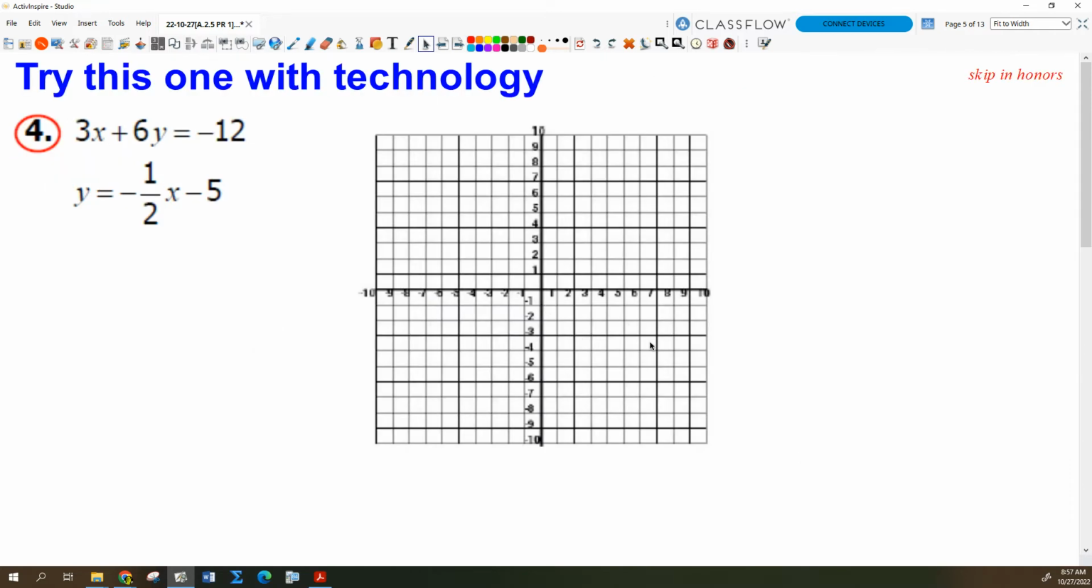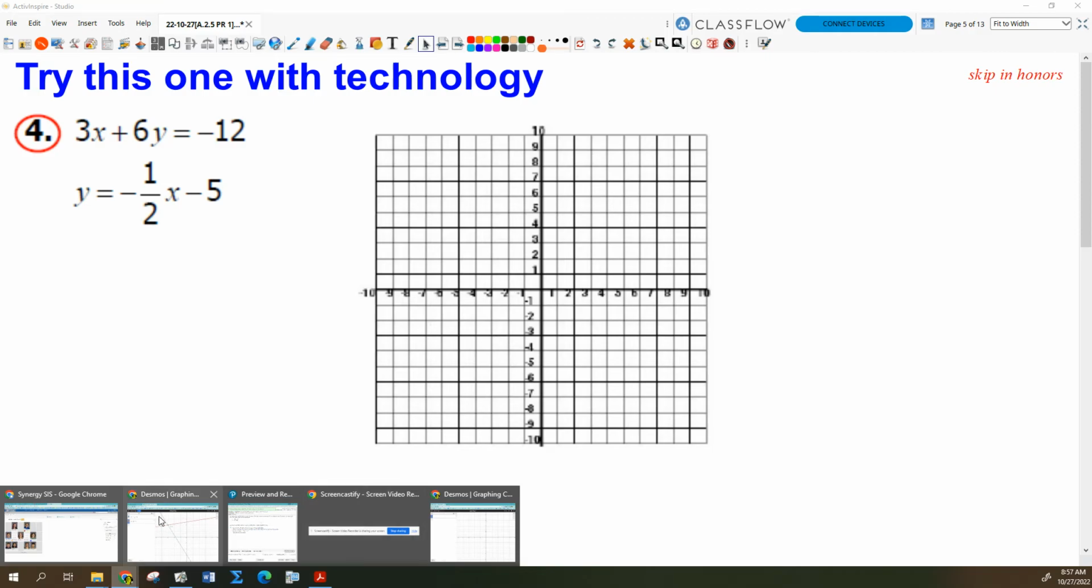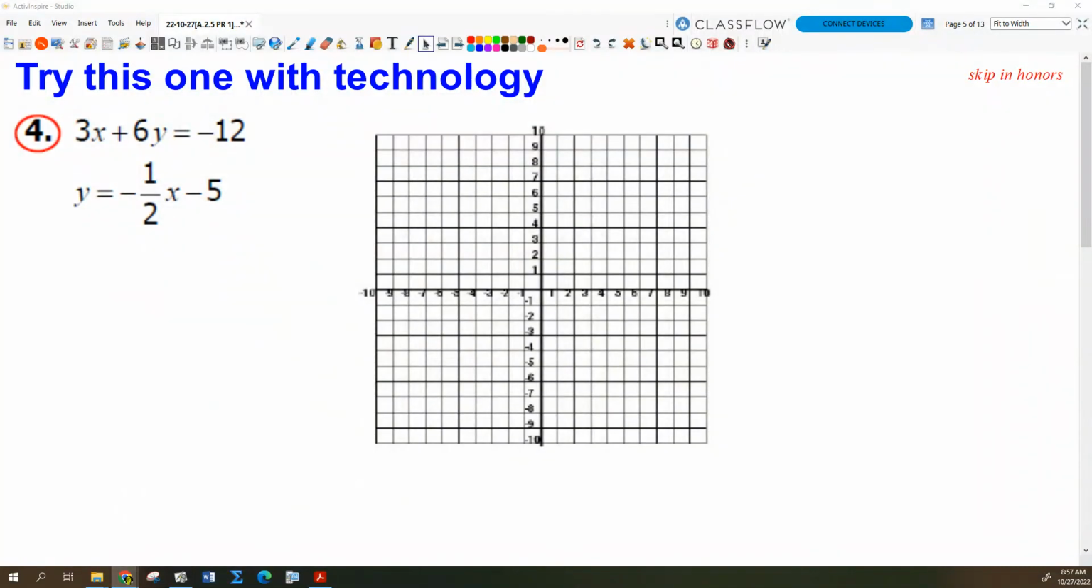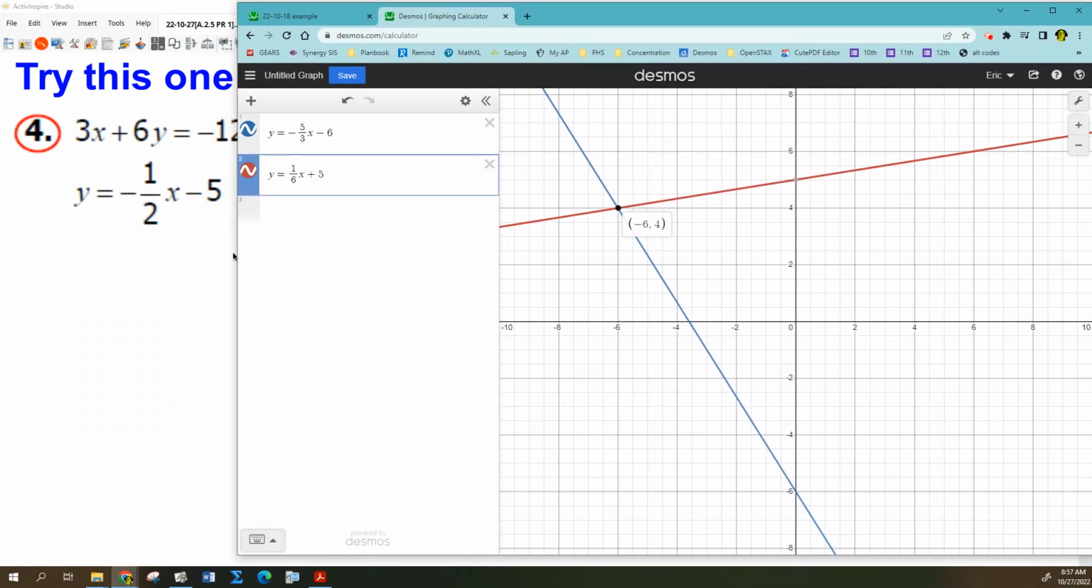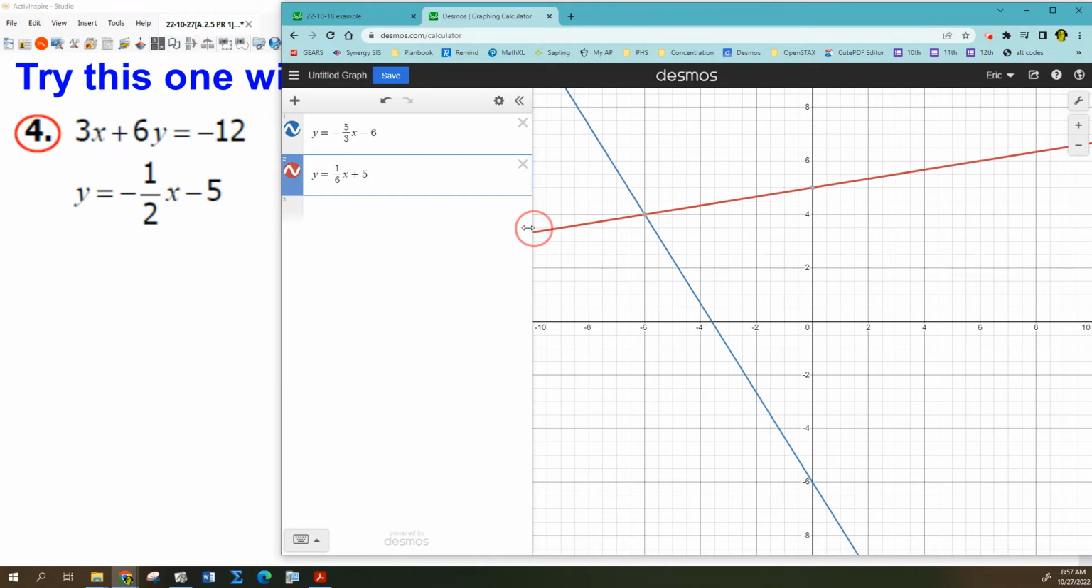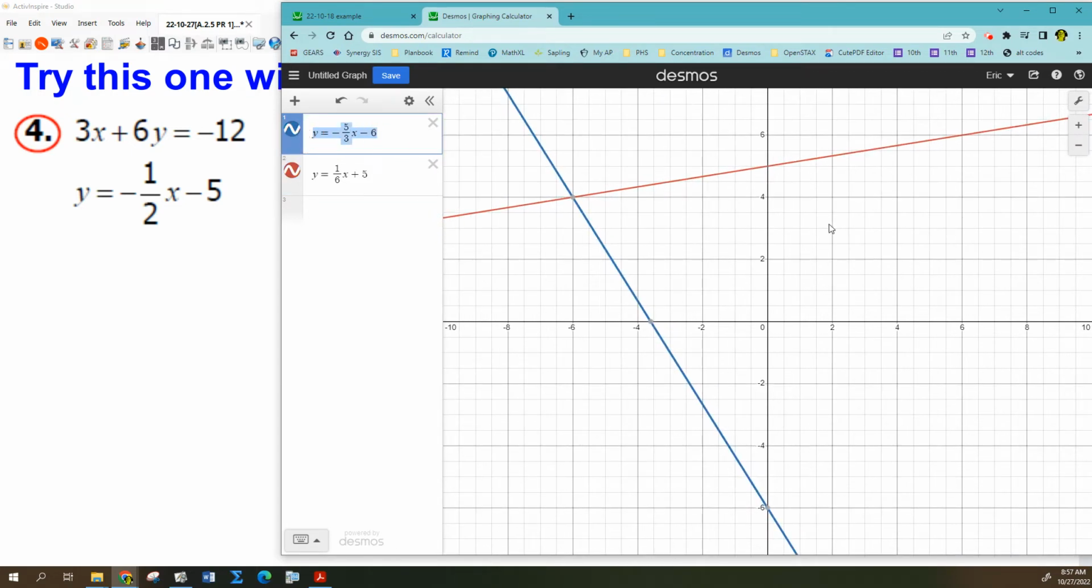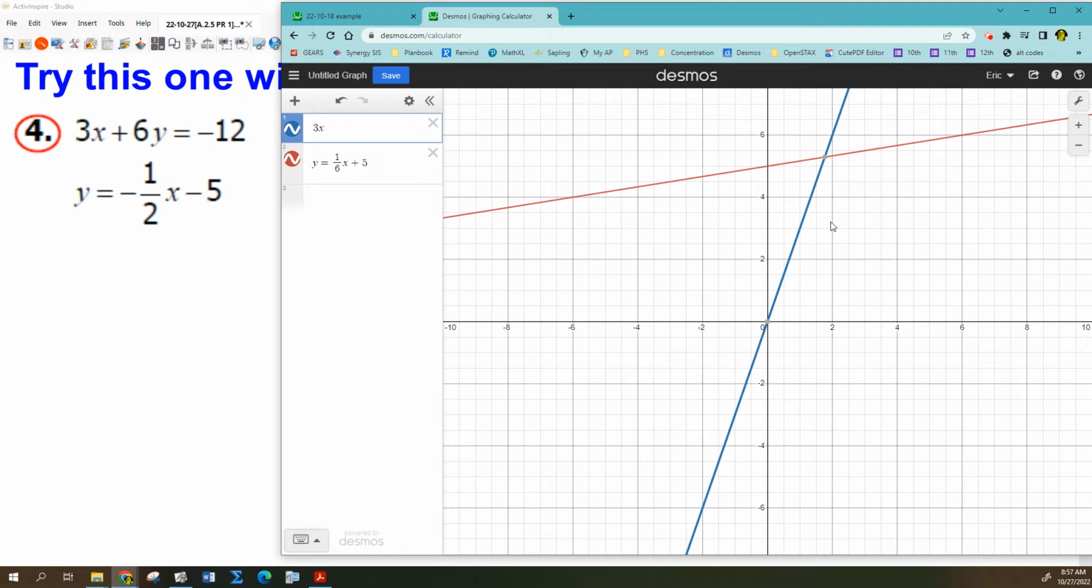All right, so how about this one? Try this one. Now this one's going to be a little bit different. Try this one. So again, I can just type it in exactly the way it looks. Like that top one's in standard form, right?